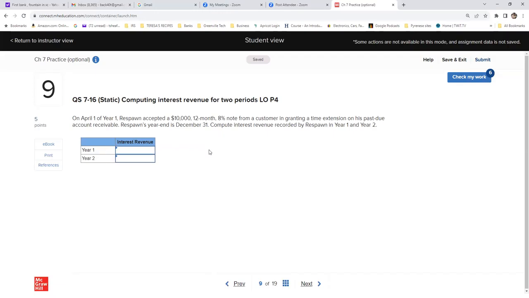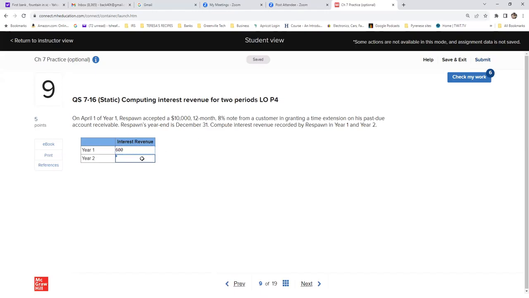Let me see what I calculated here. 10,000 times 8% is $600. Well, no, that's the final answer. It would be $800. So $800 times 9 divided by 12, reducing it down to its lowest numerator and denominator. So again, $800 times 9/12 equals $600. So year 1 will be $600.